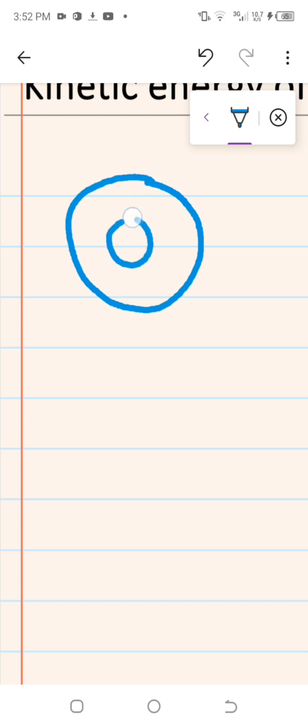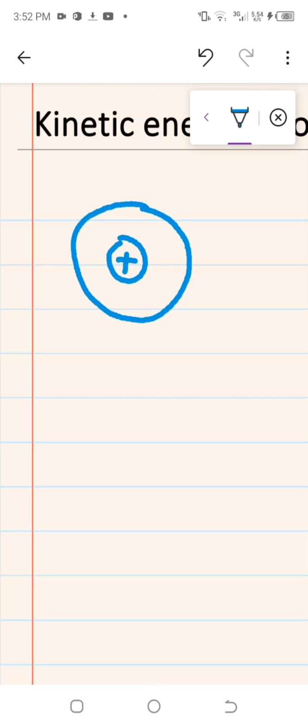In this video, we're going to see the kinetic energy of an orbit. So I am drawing one orbit here, and as you can see, we have a positive charge. Here you can see the electron revolves around the nucleus, and the electron possesses kinetic energy. Today we are going to calculate this kinetic energy between two masses.